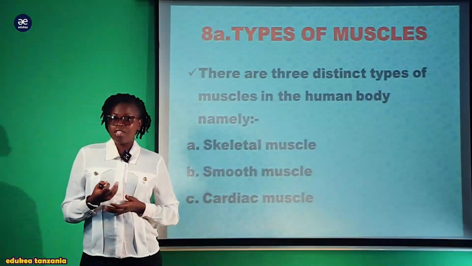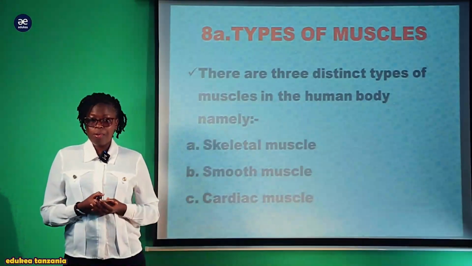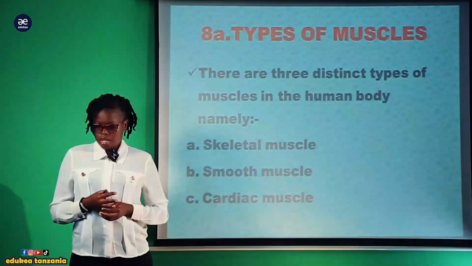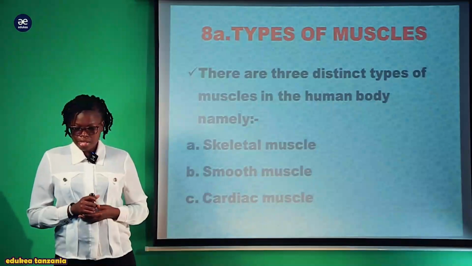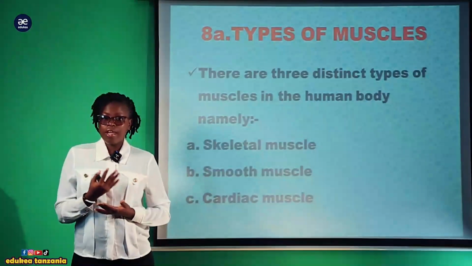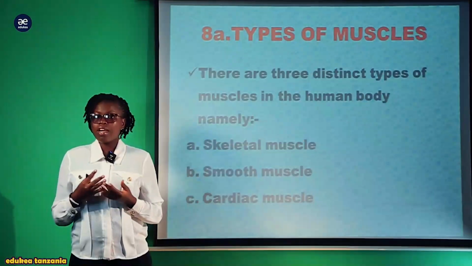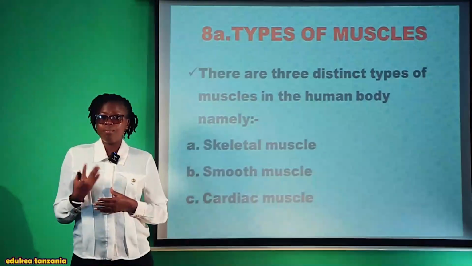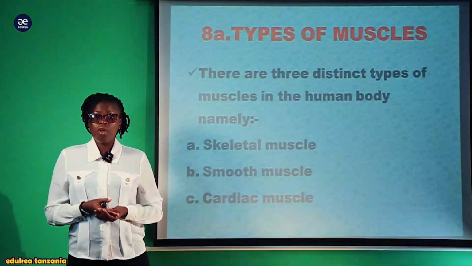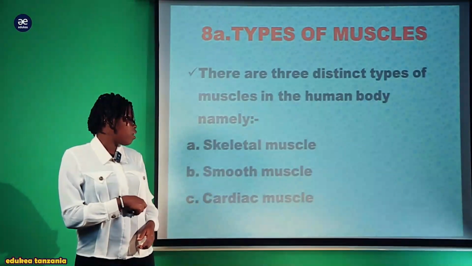So our question now needs us to discuss the types of muscles which are found in the body of a human being. So, my lovely form students, our question required us to explain the types of muscles found in the body of a human being. Zile nilizoelezea, those are just hints so tuweze kupata picture on what we are dealing with. We have three main types of muscles found in the body of a human being: the skeletal muscle, smooth muscle and cardiac muscle.